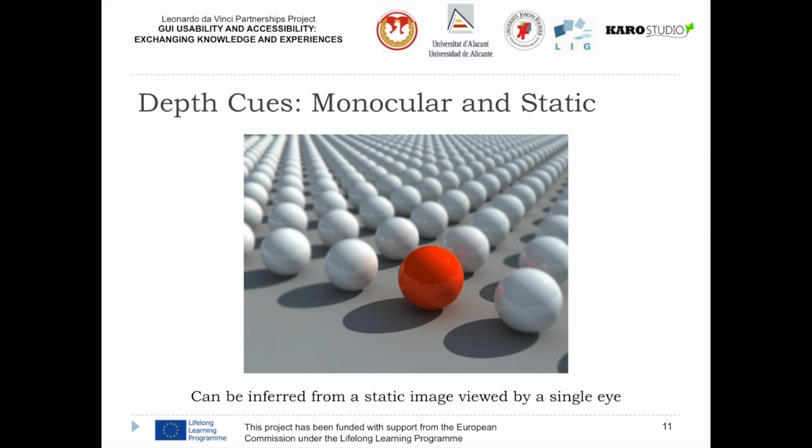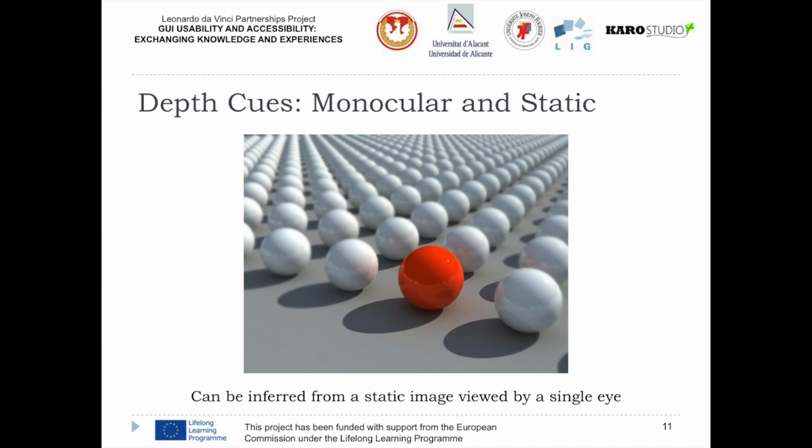The second cue is the occlusion. A sphere A that occludes parts of a sphere B is closer than B to the camera. Occlusion allows us to establish relative distances between objects and the camera.